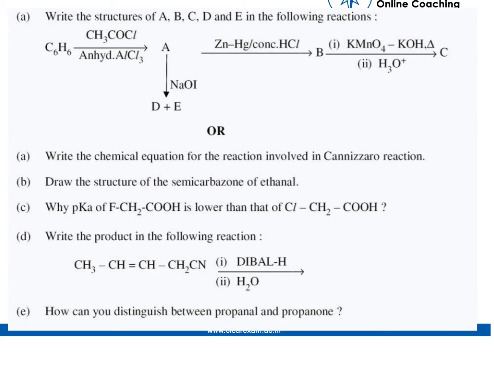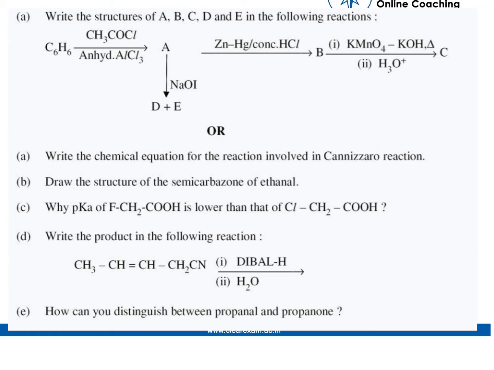25th question. A part. Write the structure of A, B, C, D and E in the following reaction. Or A part. Write the chemical equation for the reaction involved in Cannizzaro reaction. B part. Draw the structure of the semicarbazone of ethanol.